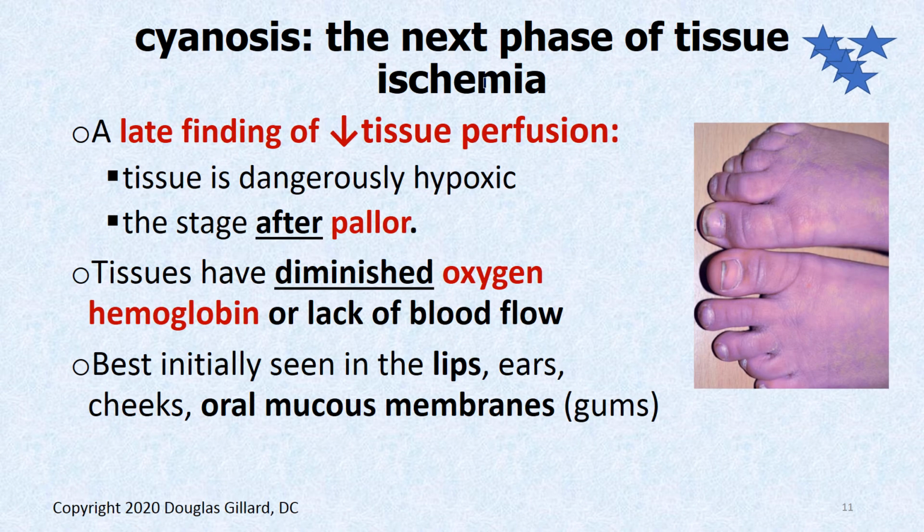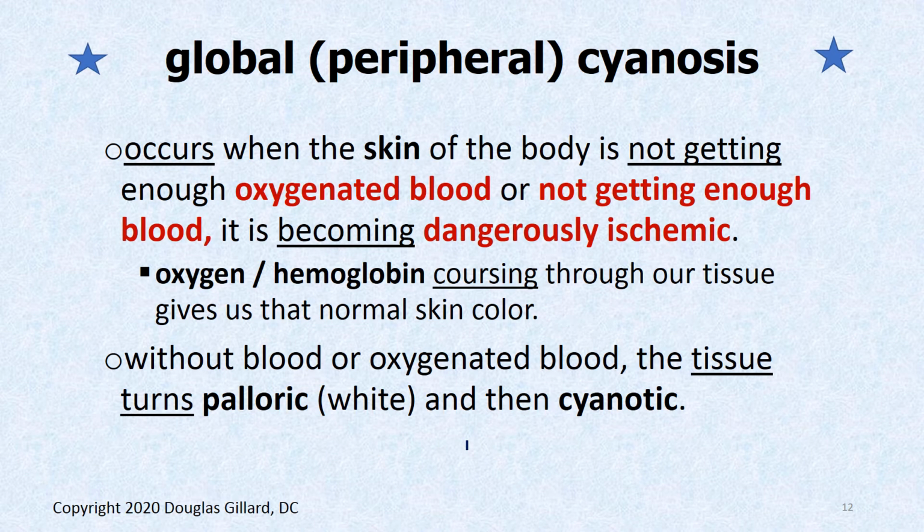Then cyanosis, again, it's a more extreme lack of tissue perfusion, comes after pallor. And it's because you're not getting enough hemoglobin and oxygen flowing through the dermis, and it starts to show up blue. Gives you a blue tint. You can see it in the lips and the ears and the gums. If you look at the oral mucosa, you can see it there as well.